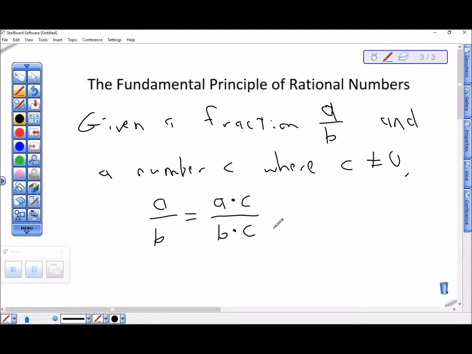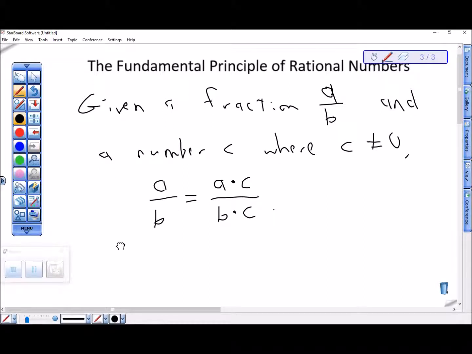Okay, so if I've got a fraction and I multiply the top and bottom by the same non-zero number, that leaves me with the same value. I have the same fraction. We're going to use this a bunch of ways. Let me give you a couple quick examples.